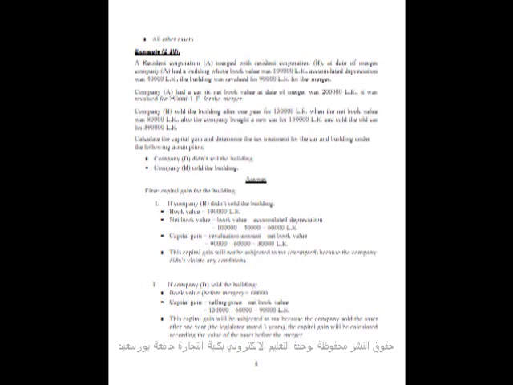Let's start again. The book value before the merger was 60,000. The capital gain is equal to the selling price. Why the selling price? Why didn't I mention the revaluation? Because the assumption told me the company sold the building. So selling price 150 minus the book value before the merger 60, so the capital gain is 90. This capital gain will be subject to tax because the company sold the asset after 1 year. The registrator mentioned 3 years.